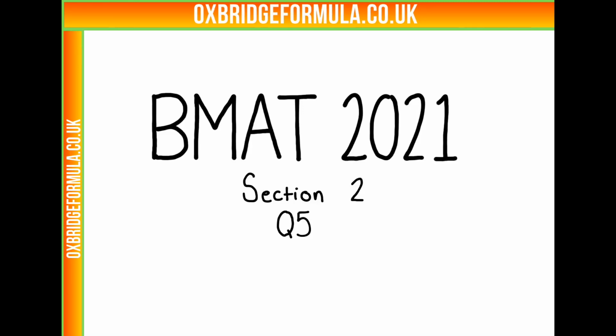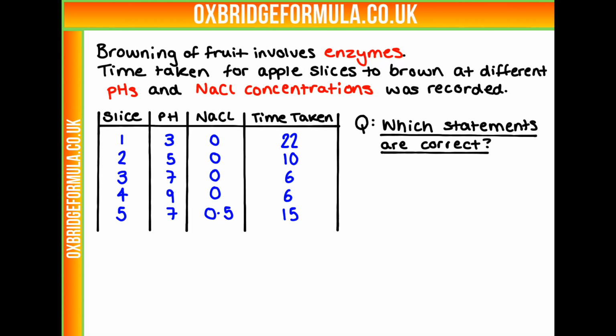This is BMAT 2021, Section 2, Question 5. So we're told that the browning of fruit involves enzymes, and the time taken for apple slices to brown at different pHs and different concentrations of sodium chloride was recorded in this table here. And we have a few statements, and we need to work out which ones are correct.